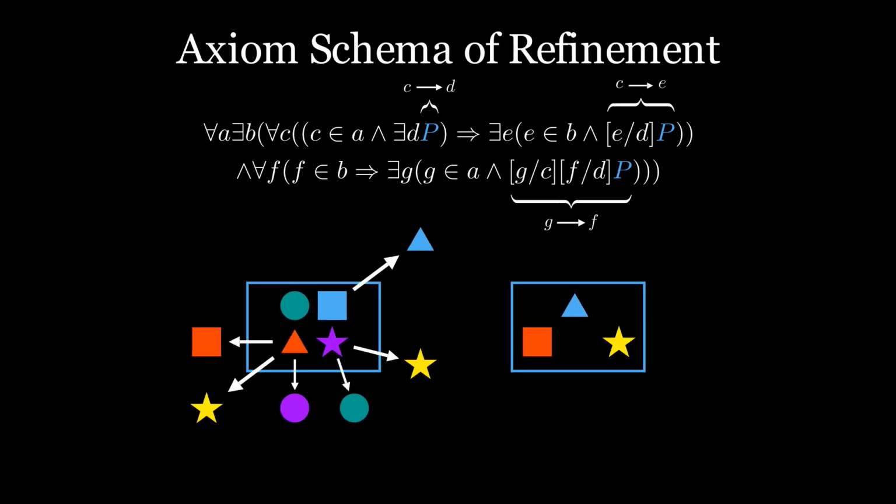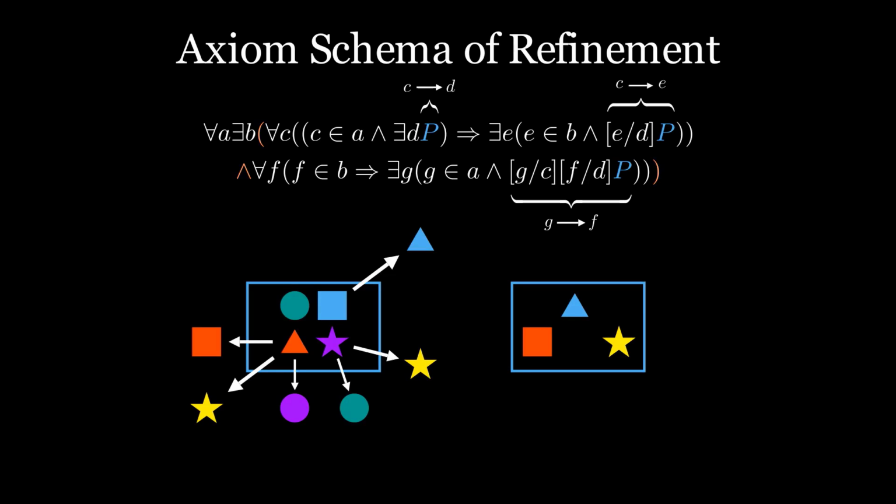Our axiom schema states that for every set A, there exists a set B such that for all C, if C is an element of A, and there exists D such that C relates to D by the property P, then there exists E such that E is an element of B, and C relates to E by the property P.